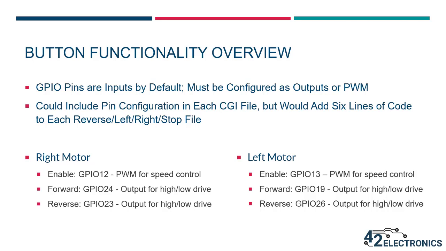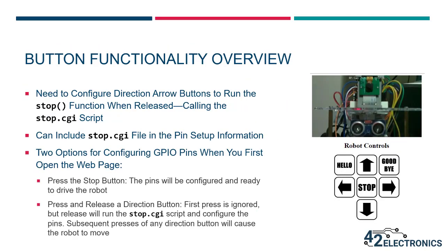This web page will have CGI files for forward, reverse, left, right, and stop that could be used to configure these pins. And we could include the pin configuration code in each file, but that would add 6 lines of code to each file in addition to the lines required for driving the motors. The direction arrow buttons will be configured to run the stop function whenever they are released, calling the stop.cgi script. We can save some code in the direction CGI files by only including the pin setup information in the stop.cgi file.